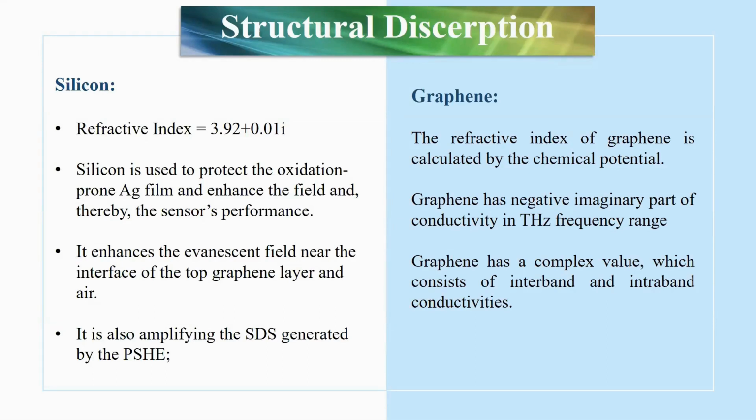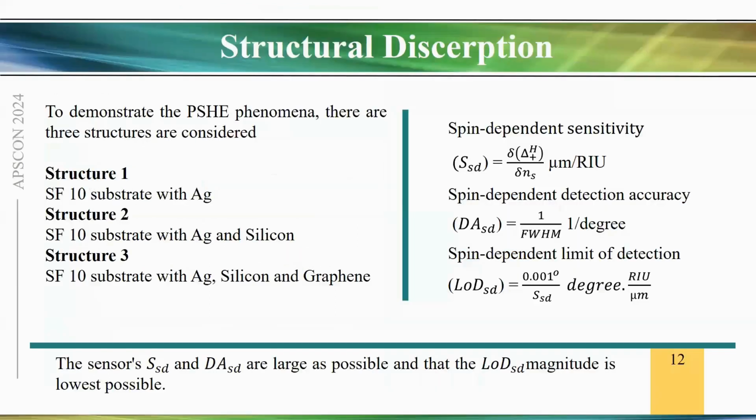Graphene has a negative imaginary part of the conductivity. It has a frequency range, and the frequency range in graphene has a complex value which consists of the interband and intraband conductivity. In this paper, we are considering three structures.